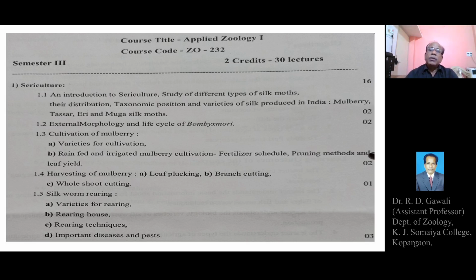So, Bombyx mori is the type of silk moth that contributes 90% of the silk production of India and the world, and that's why in this topic we are going to study the life cycle of the Bombyx mori. So whatever the information or the topics that are related with the study of Bombyx mori only.